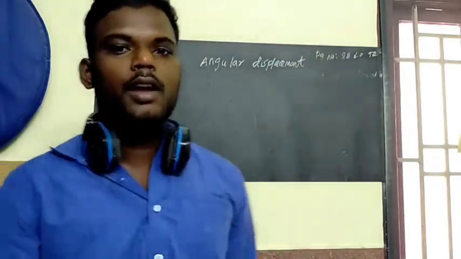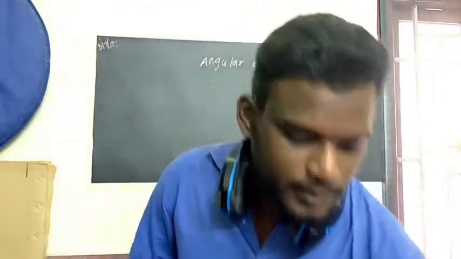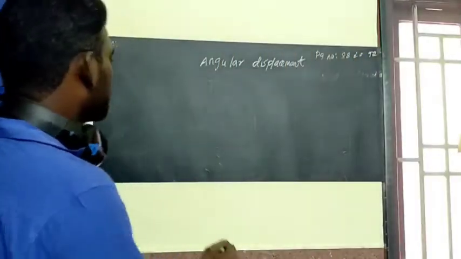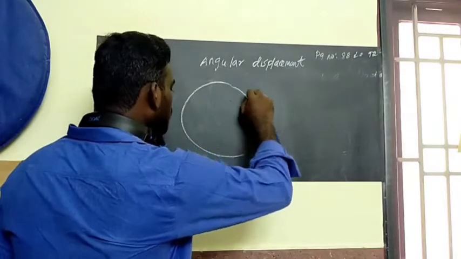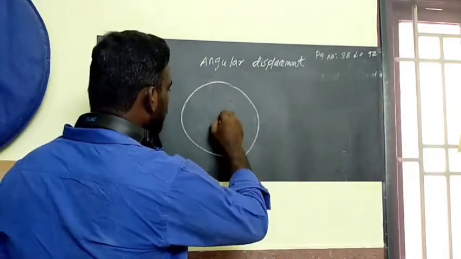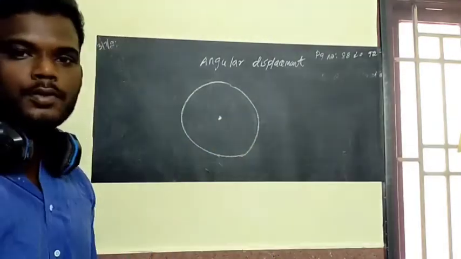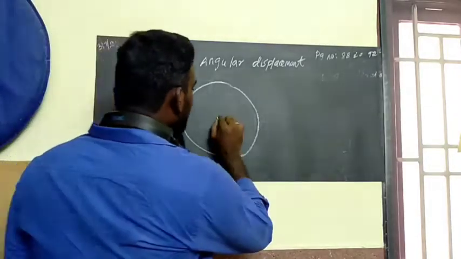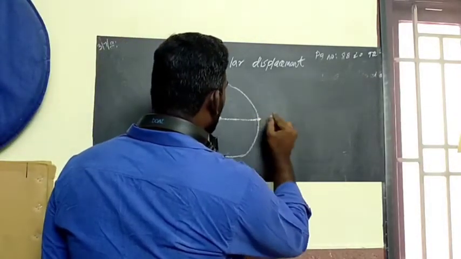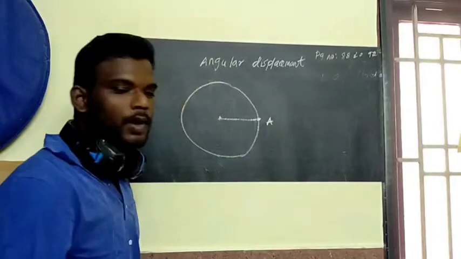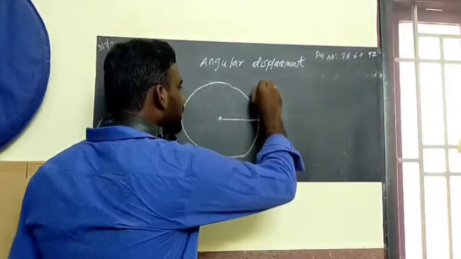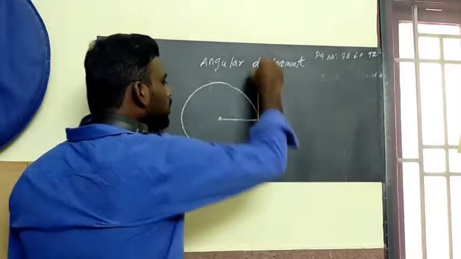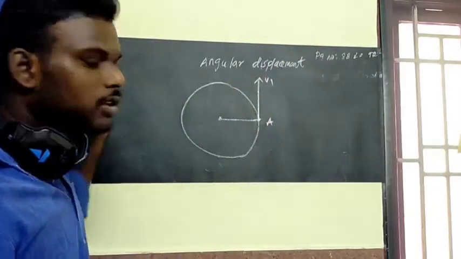So next we have angular displacement. What is angular displacement? We see that a particle is rotating about some fixed point, which we call the origin, the center of the circle. Initially the particle is at point A, and the direction of velocity is tangential to the circle at that point.